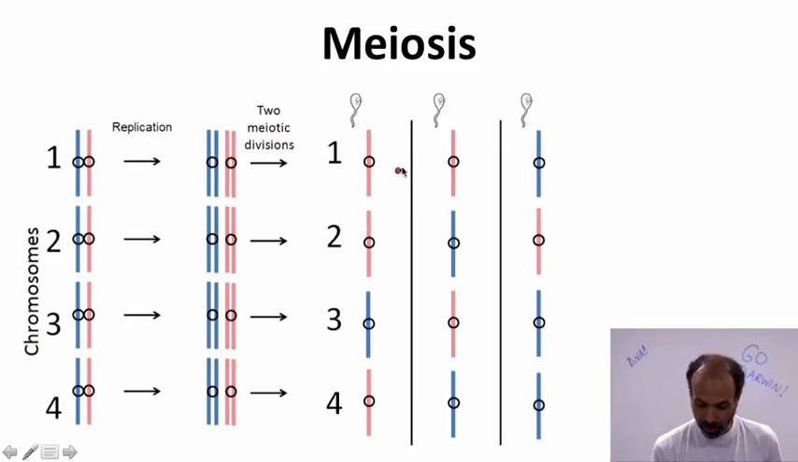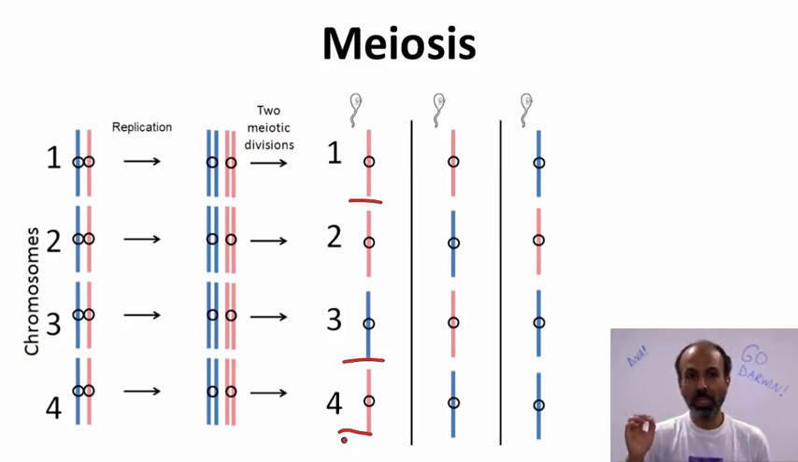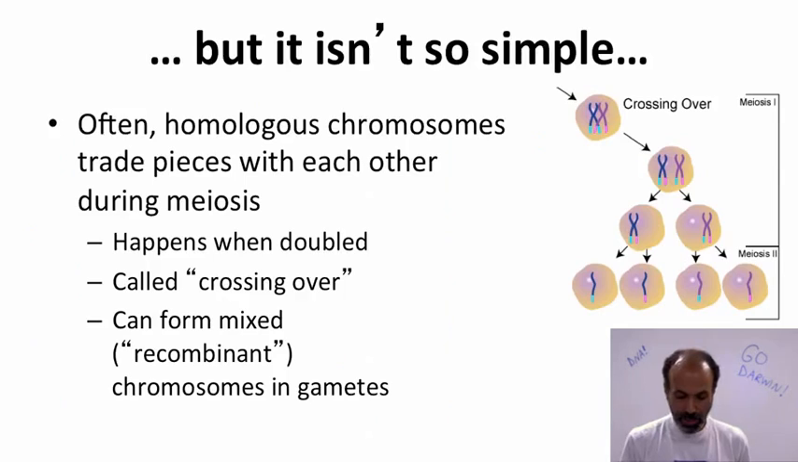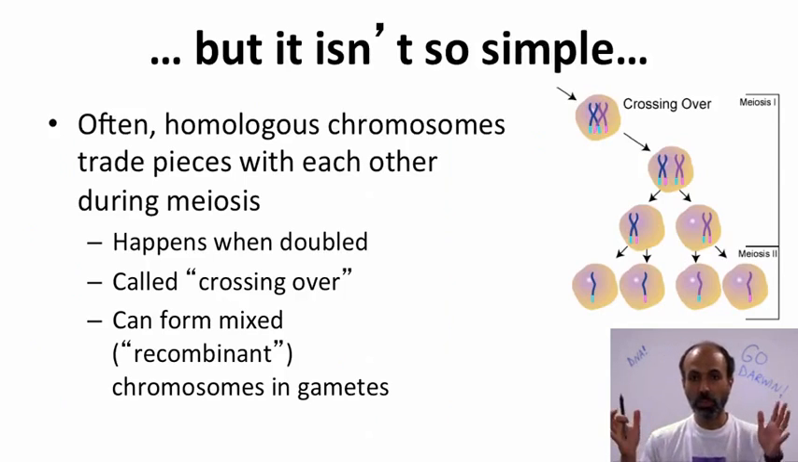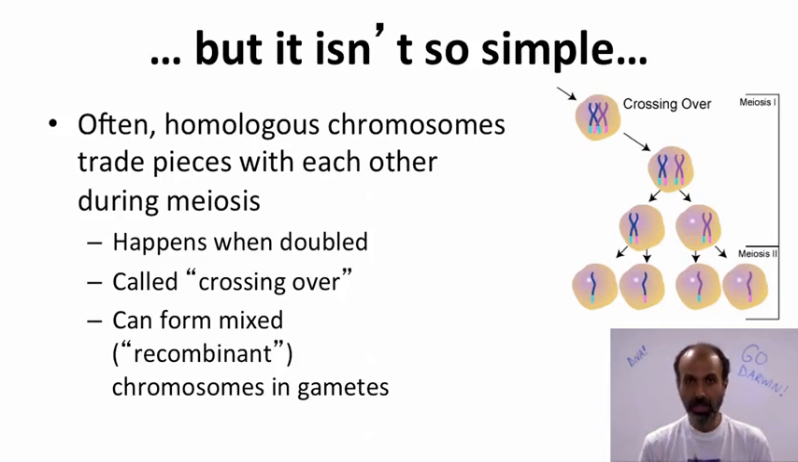You can see along here, you may pass on the red chromosome 1, you may pass on the blue chromosome 3, you may pass on the red chromosome 4, etc. All sorts of different combinations happen. But in reality, when you're looking at genes along a chromosome, it's not that simple. Often homologous chromosomes, these chromosomes that basically came from dad and came from mom, will trade pieces during this process of meiosis. And that was what was depicted in that diagram from Morgan.